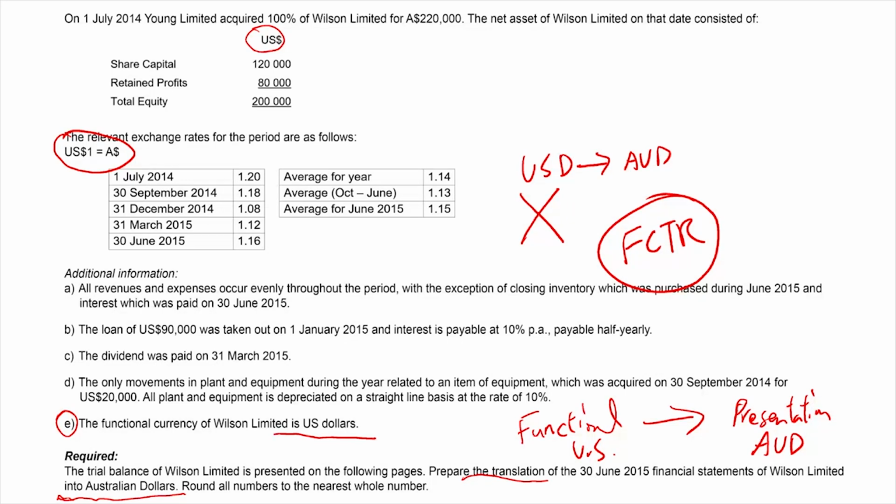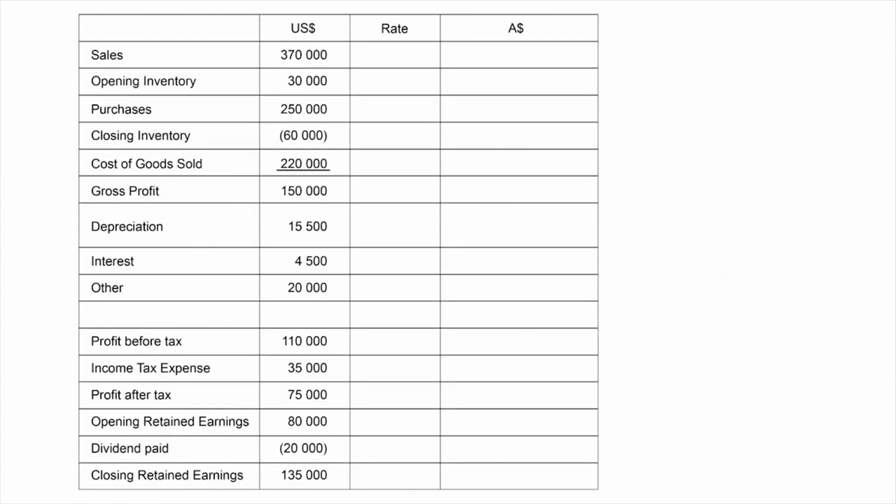Given that the translation difference is going to be on the balance sheet, we are going to begin with the income statement. So we're going to start with the income statement first. That will be the first one that we do. What we can see is that we have the original record from the subsidiary with all the US dollars there. What we want to do is to translate into Australian dollars by following a number of rules.